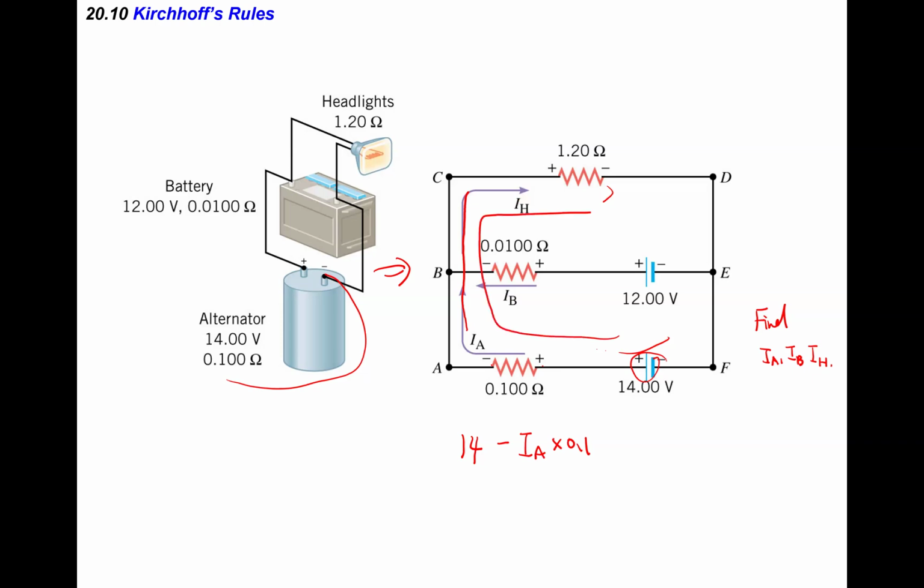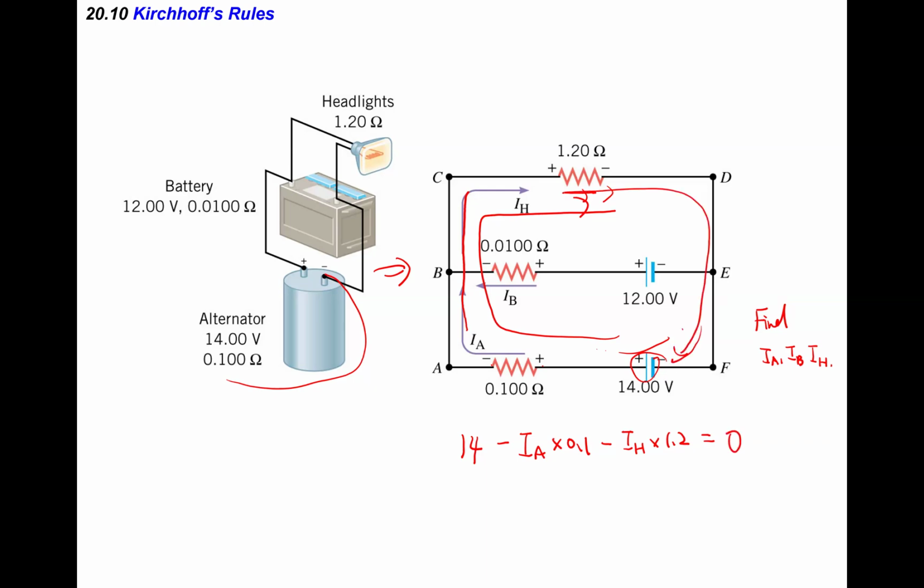And then here, this is IH. This is also a potential drop because it goes from positive to negative. So we have minus IH times 1.2. And then it will go back here. So for the big loop, going back here, nothing happens, so it's 0.